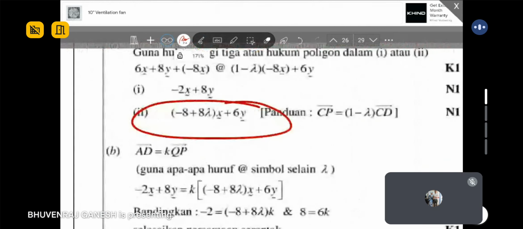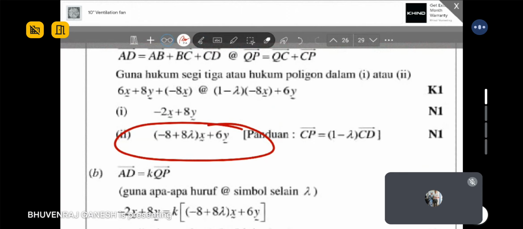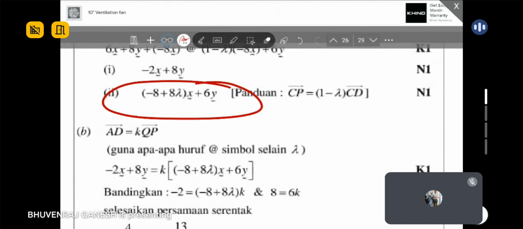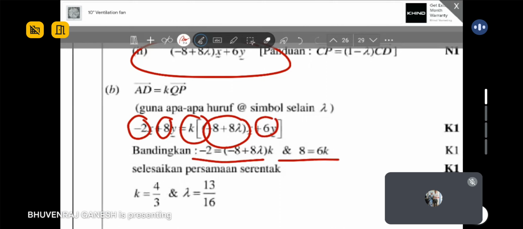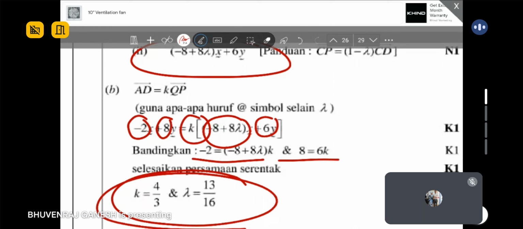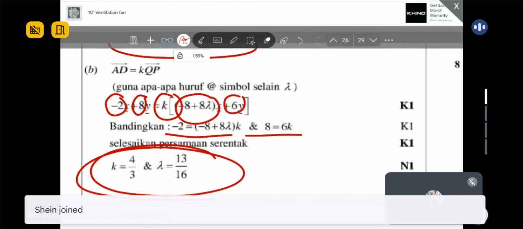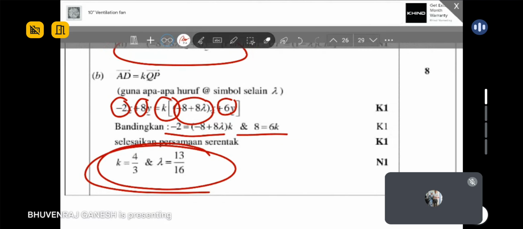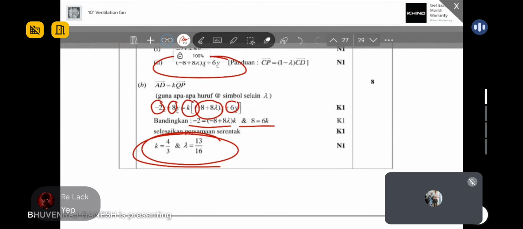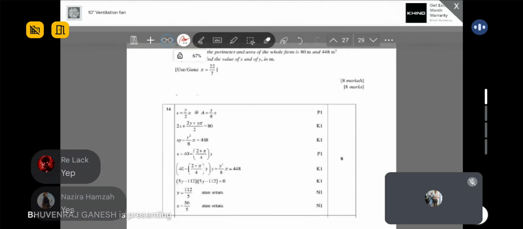Okay, so basically you just substitute all your answers from 1 and 2 into the equation. Expand, compare left hand side and right hand side. Compare the coefficients of x and y, left and right, to get the equations. So you compare this one with this one, and this with this. So these are your two equations, then you solve simultaneously, then you find your values of k and lambda. Okay, are you clear guys? Question 13, do you understand? Clear or not? Okay, so we go to the last question for today.